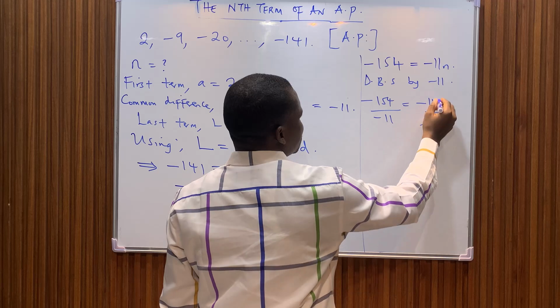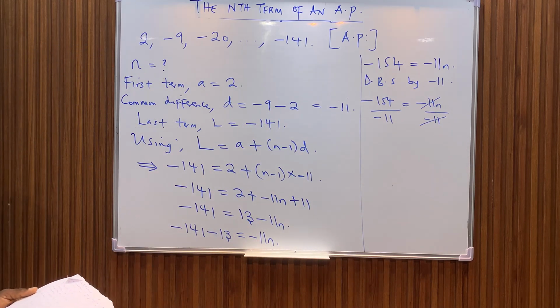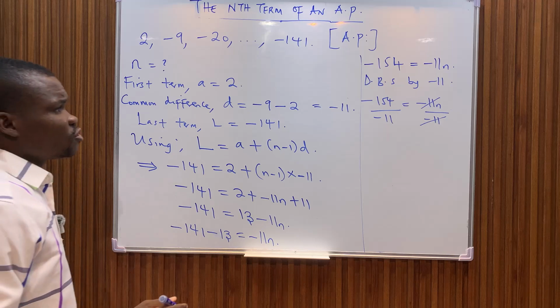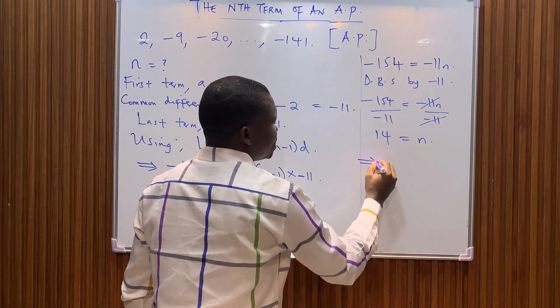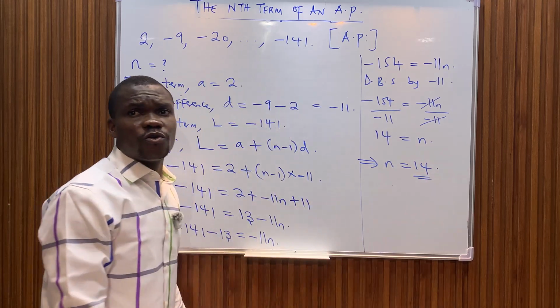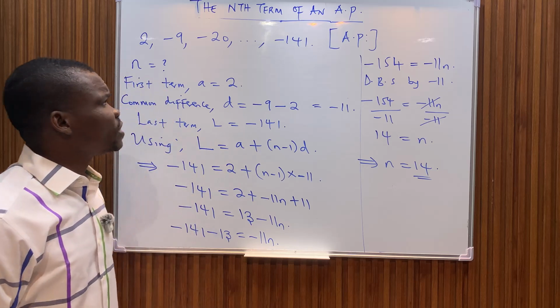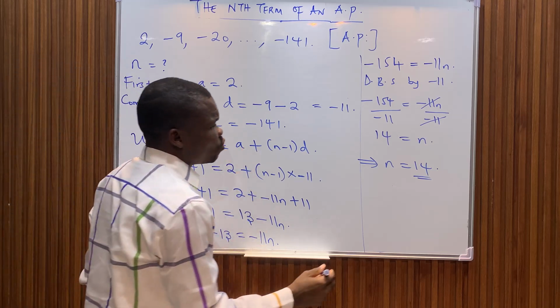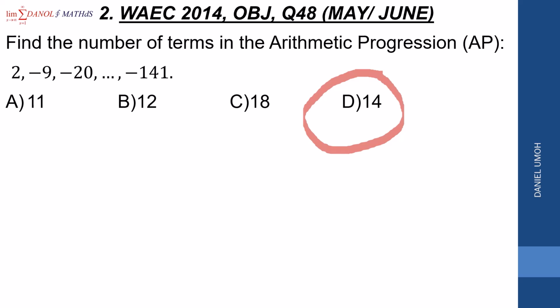Of course, you can see this and this cancel. Then minus 154 over minus 11 gives us 14. So it means n equals 14. From the question, we were asked to find the number of terms. So the number of terms of this arithmetic progression is 14. That's the answer, and from the options, the answer is D.